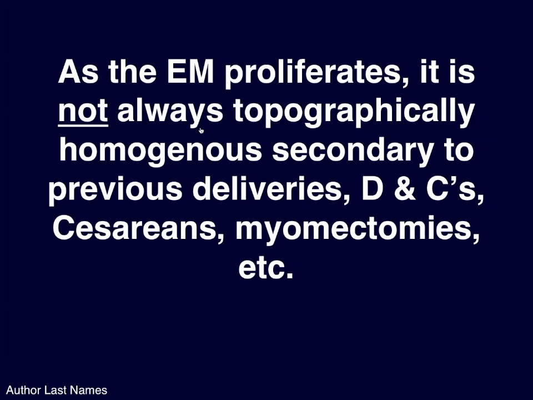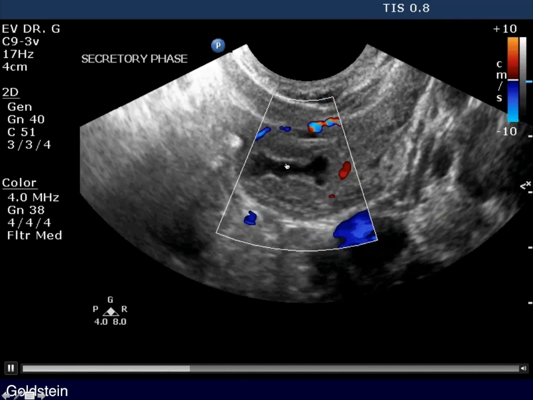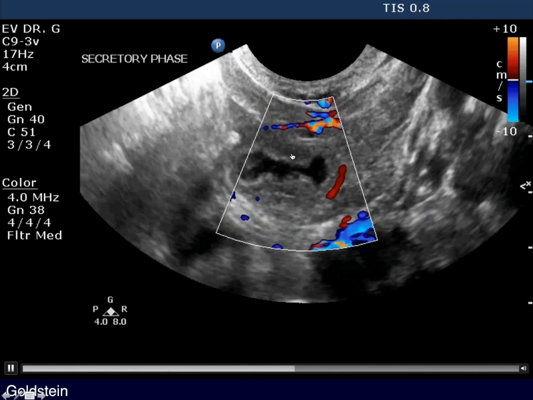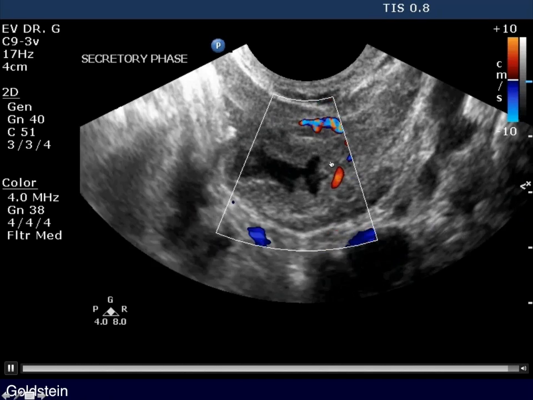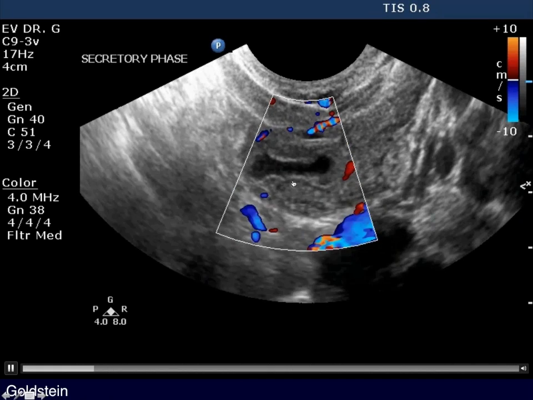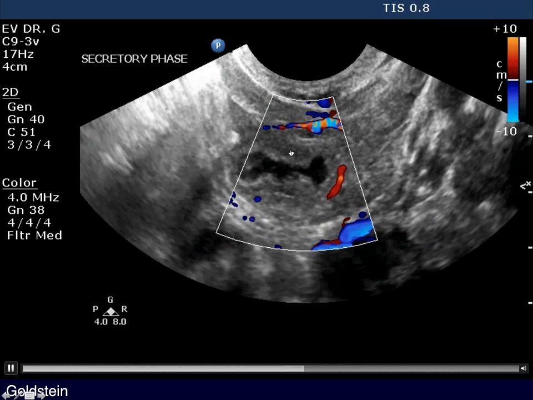As the endometrium proliferates, it is not always topographically homogeneous, secondary to previous deliveries, D&Cs, cesareans, myomectomies, etc. And so here's a woman where a sonohysterogram was done in the secretory phase. Look at the irregular topography of this woman's endometrial cavity. It is not always homogeneously topographically smooth.